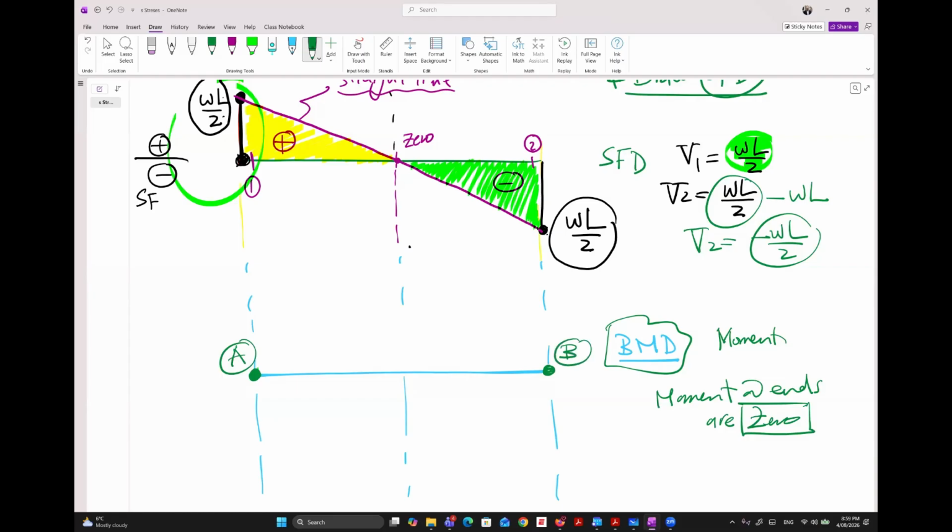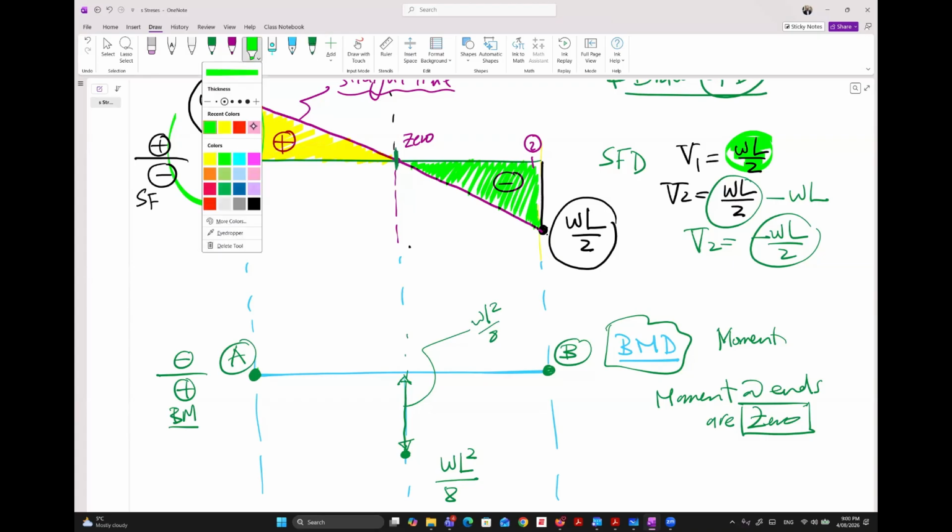The maximum moment will be in the middle. Do you know what is the maximum moment value? WL squared over 8. And it will be positive. Positive means below the datum for the moment. So if you tell me you can't memorize this or you want to know how we can find this value, can any one of you give me an idea how we can find the moment at this point?